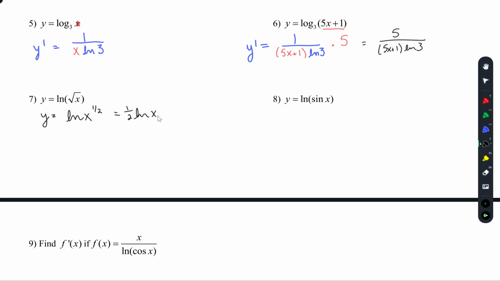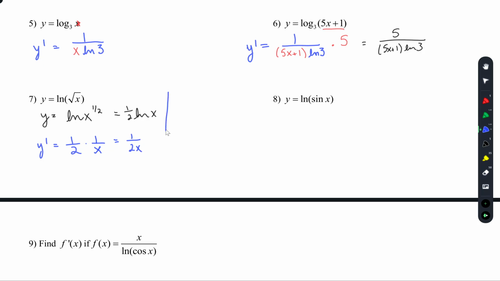Do you see if I put the half in front? So then when I do a derivative, it would just be 1/2 times 1 over x. Do you know what I mean? So 1 over 2x. Or if you did the chain rule, it's fine. You would just have to be doing some simplifying.